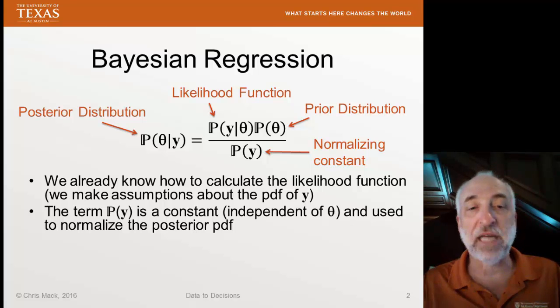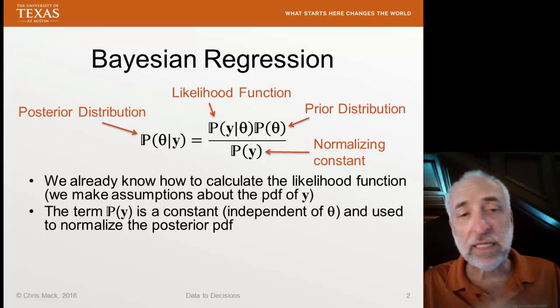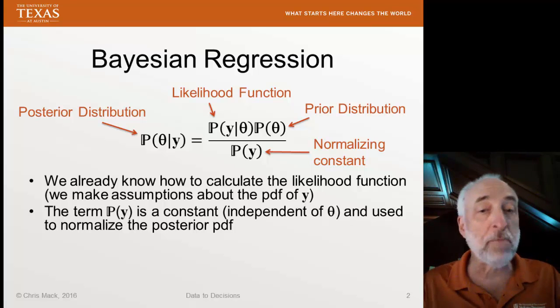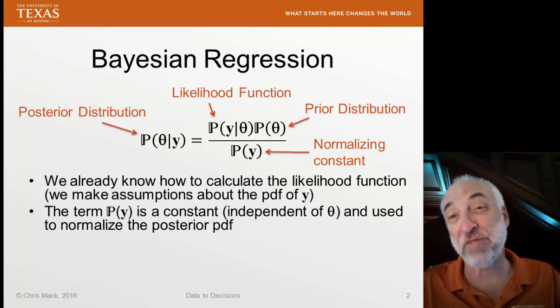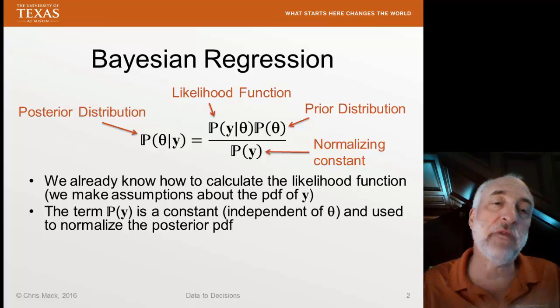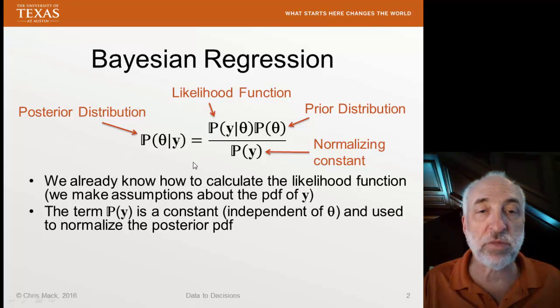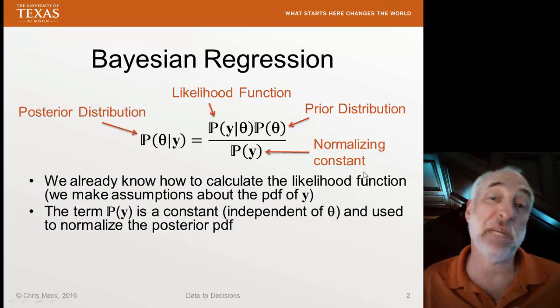Then we have this normalizing constant, the probability of getting this data set all by itself. This is independent of whatever the values of the parameters might be. It's used to normalize the posterior PDF, but quite frankly, most of the time we don't even need to do that. We'll talk about how we analyze or summarize the posterior distribution in a little bit, and we'll find that most of the time we don't even care about this normalizing constant, so we end up ignoring it.